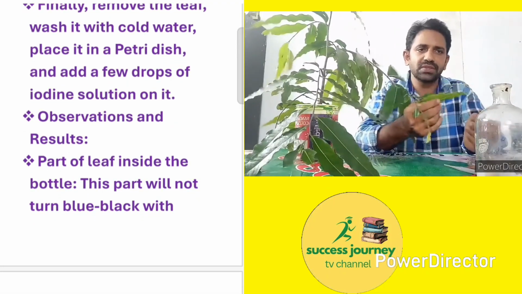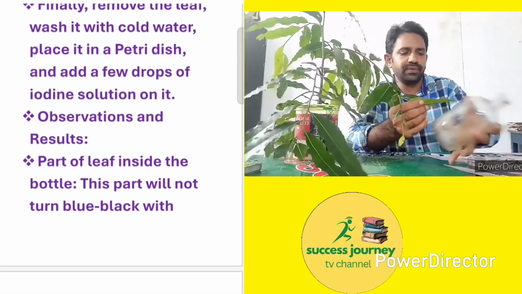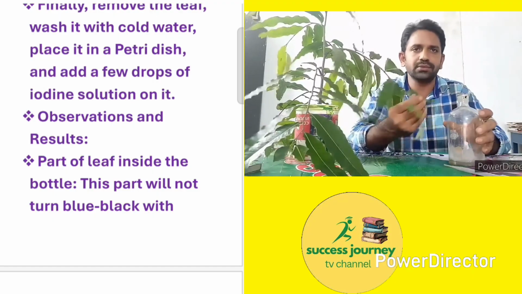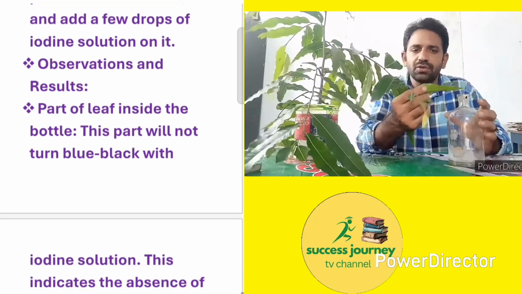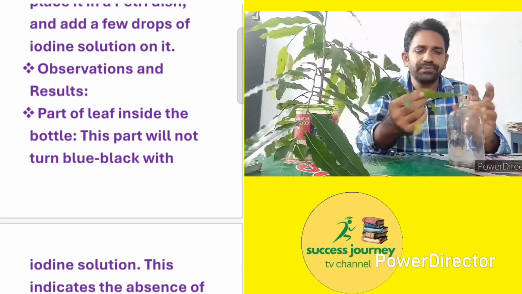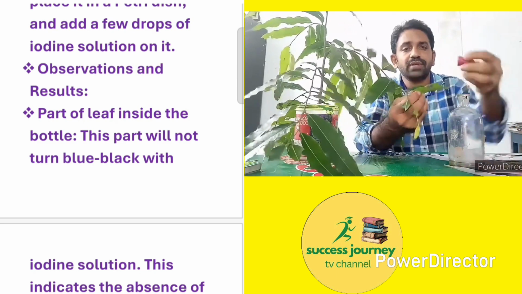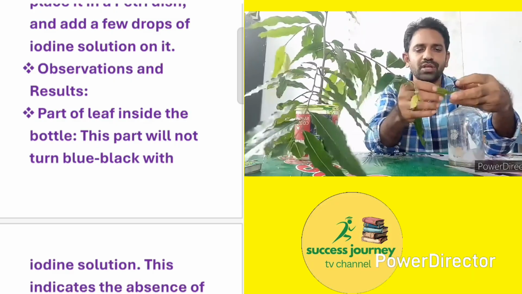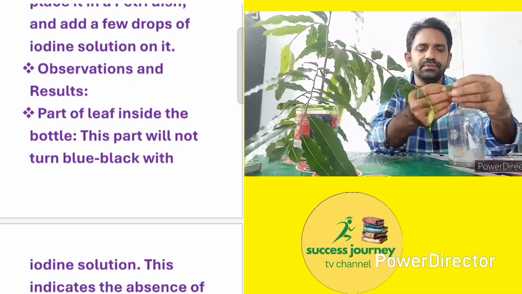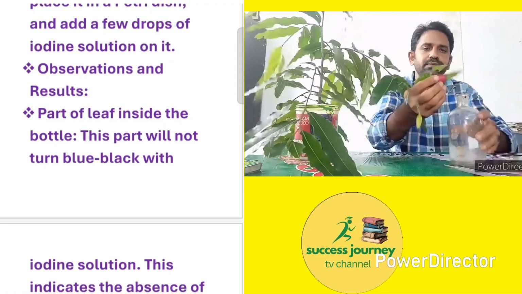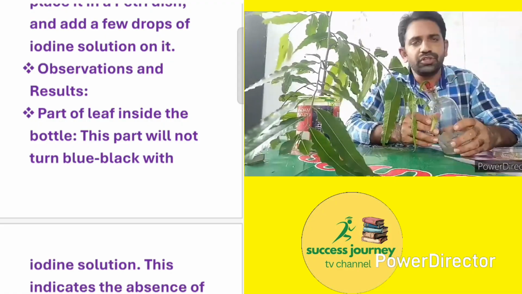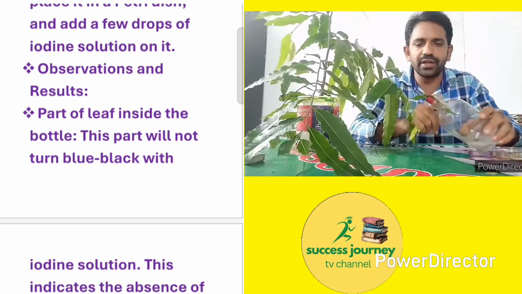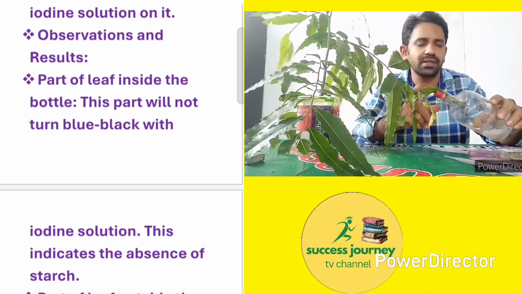and result. The part of the leaf inside the bottle will not turn blue black with iodine solution. This indicates the absence of starch. The part of the leaf inside the transparent glass bottle does not turn bluish black because there is no carbon dioxide available in the bottle. So the photosynthesis process will not take place and starch is not synthesized. So when we test with iodine, the leaf does not turn bluish black.